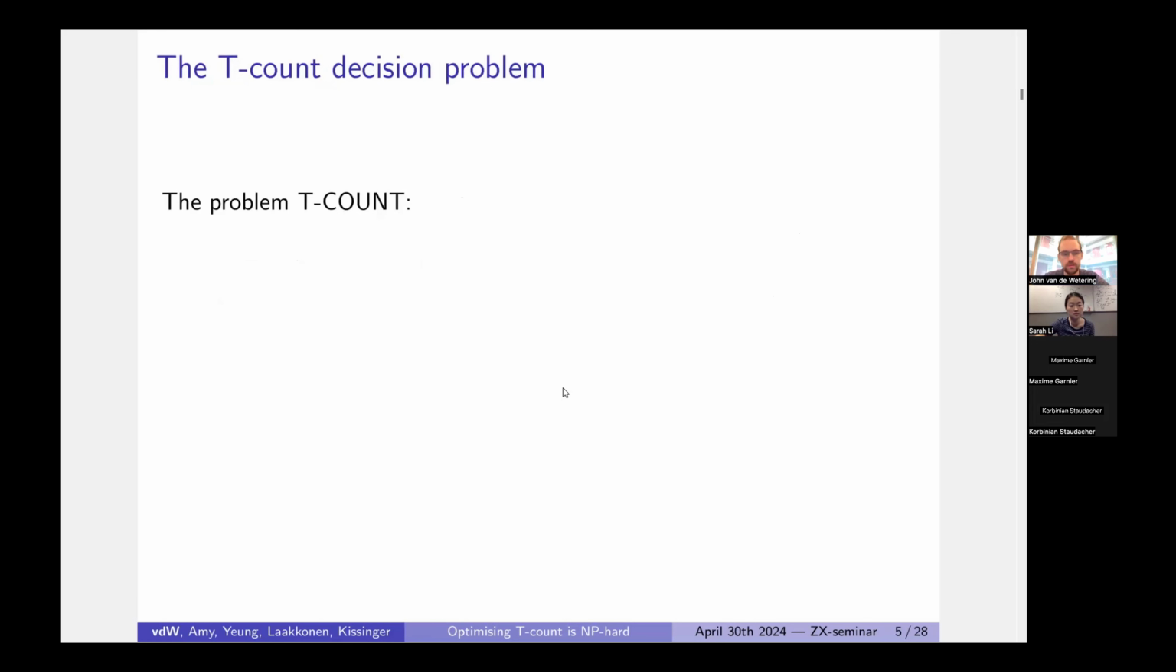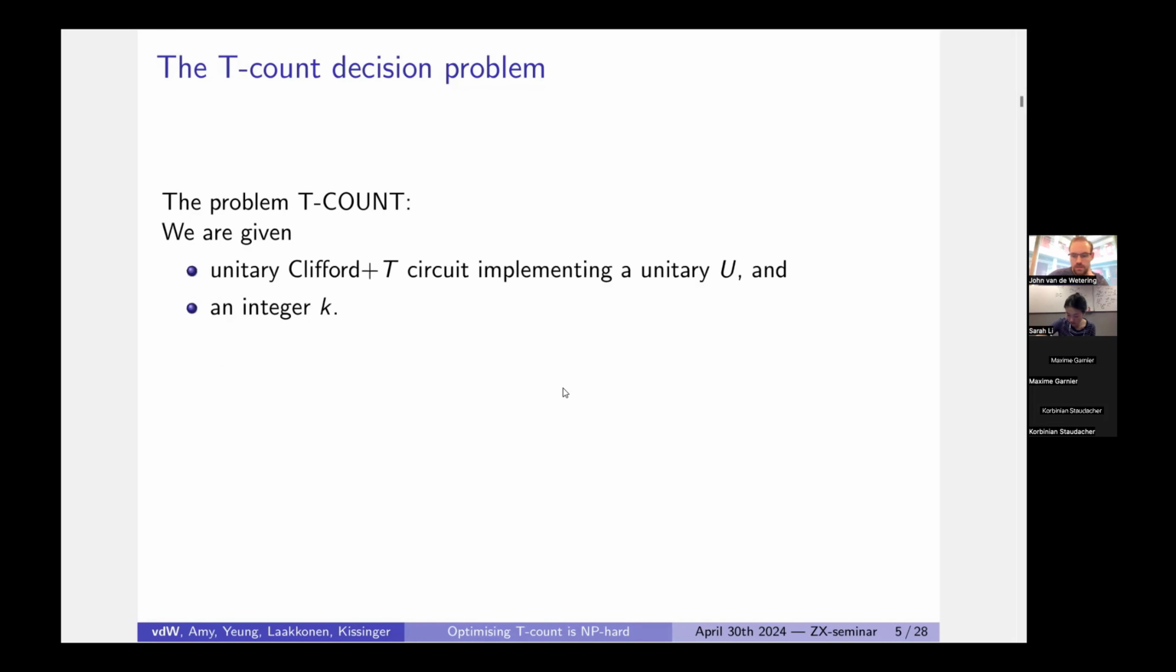And so we've proven that this is in fact NP-hard with a quite simple argument. So first, let's make this problem more concrete. What is this T-count optimization problem that should be NP-hard? We define it the following way. We are given a unitary Clifford plus T circuit, which implements a unitary U, and an integer K.